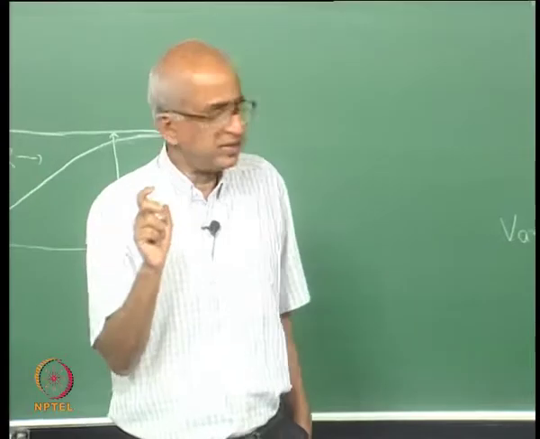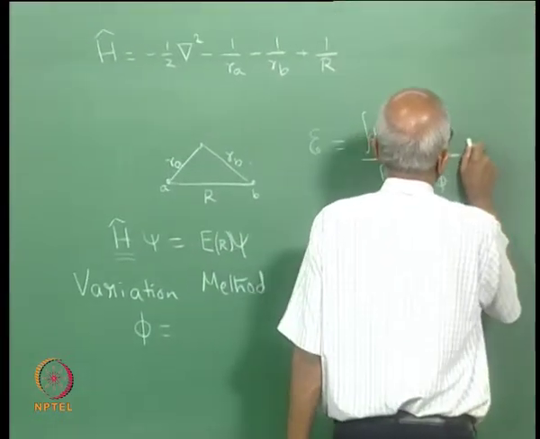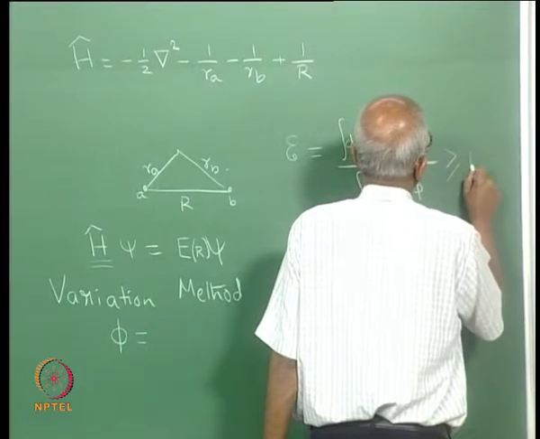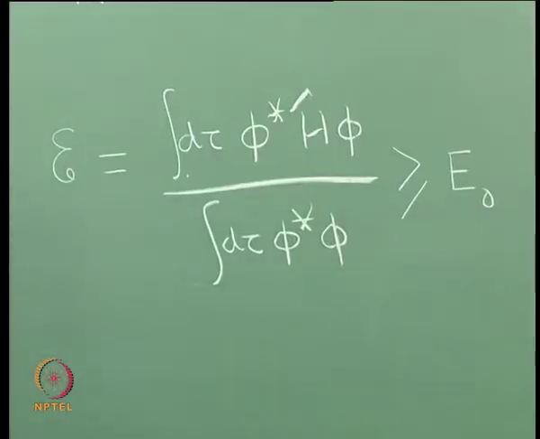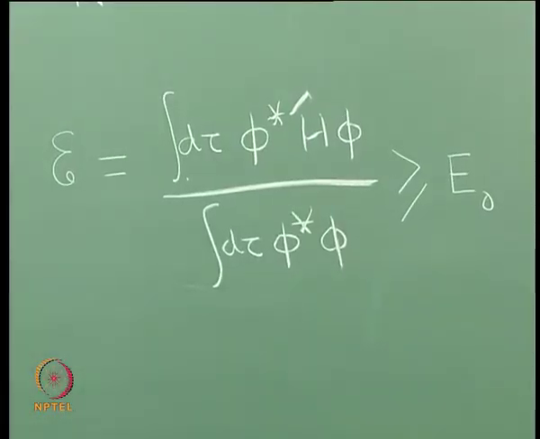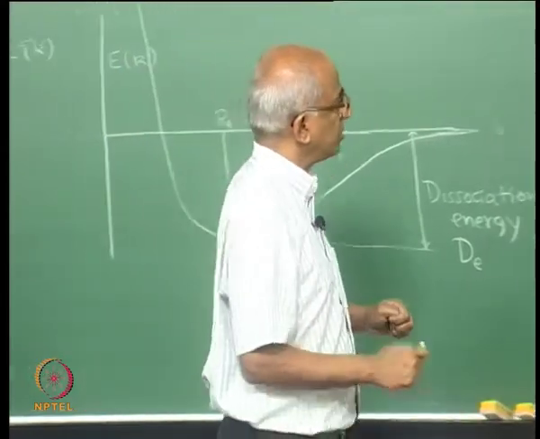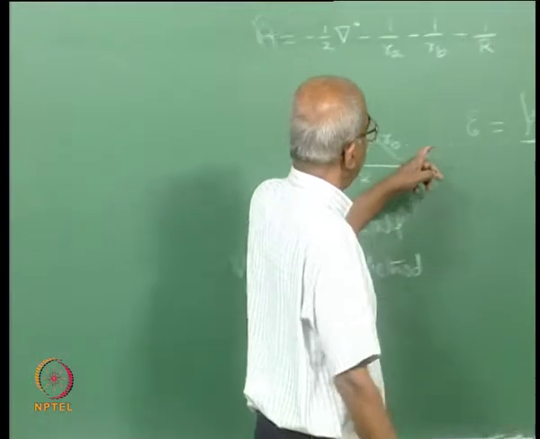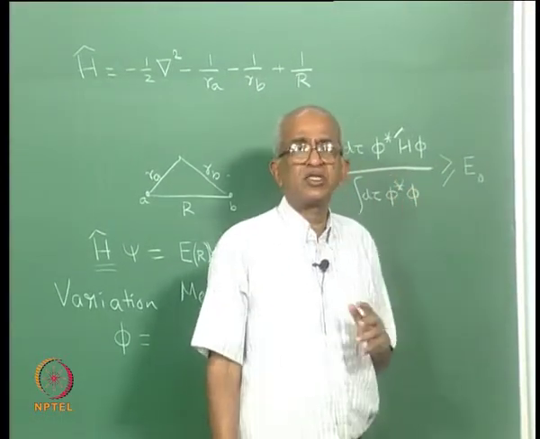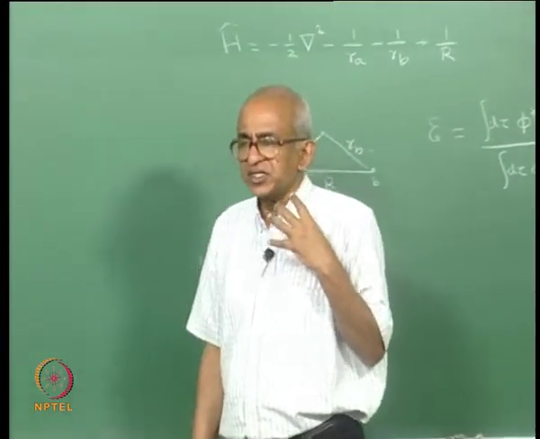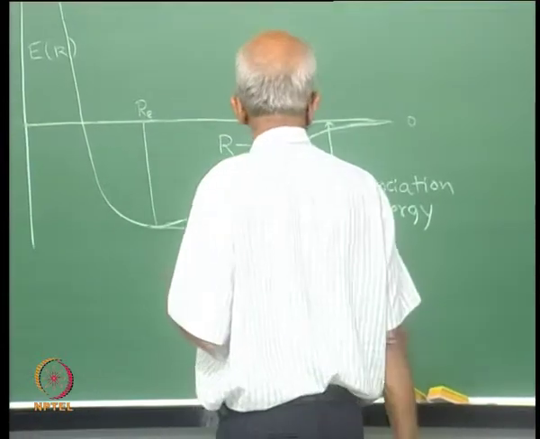So, I will calculate this, and what is the use of this? This quantity is such that it always is greater than or equal to the ground state energy of the system. This is the content of the variation theorem, and therefore, I can actually use the variation technique to have an estimate of the ground state energy of the system. So, the question is, what is the variational function that I will use, and that is where physical intuition actually helps.